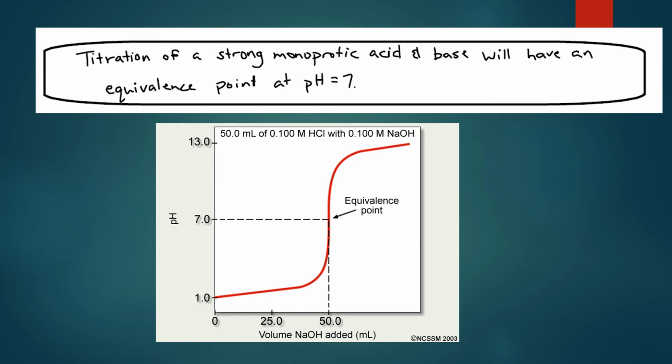So what we have here is a generality that we can make. When we have a titration of a strong monoprotic acid and base, it will have an equivalence point at pH equals 7.